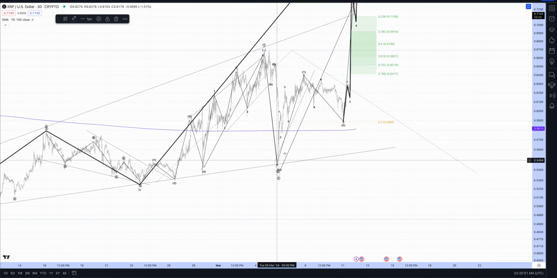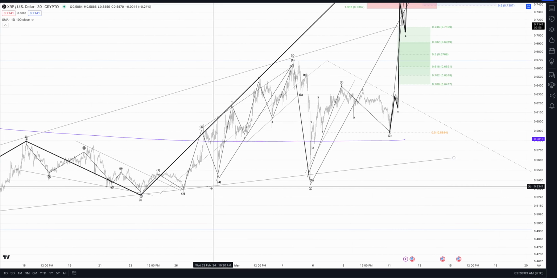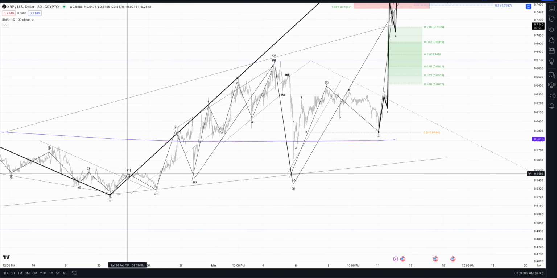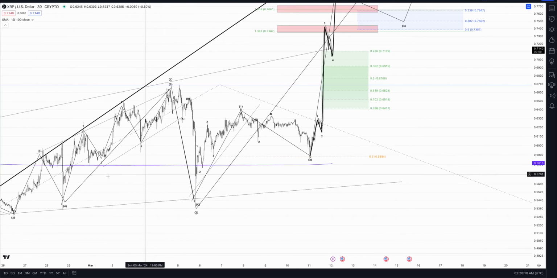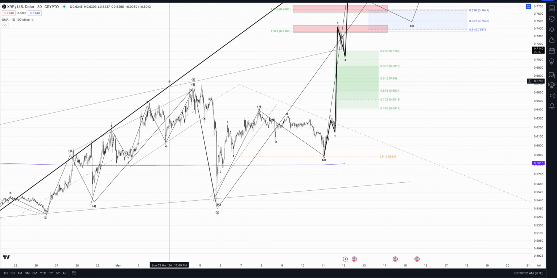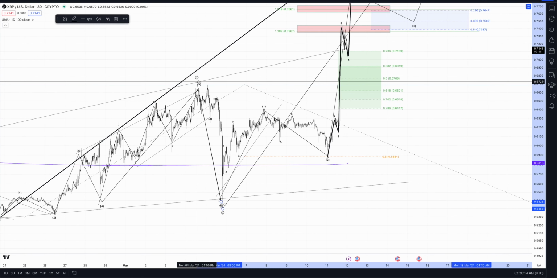Now, this is going to be an extension of the 5th wave. So you have your wave 1, 2, 3, 4, and then you have an ending diagonal for your 5th wave, and then this would create your 1st wave. You then have a flash crash for your wave 2.